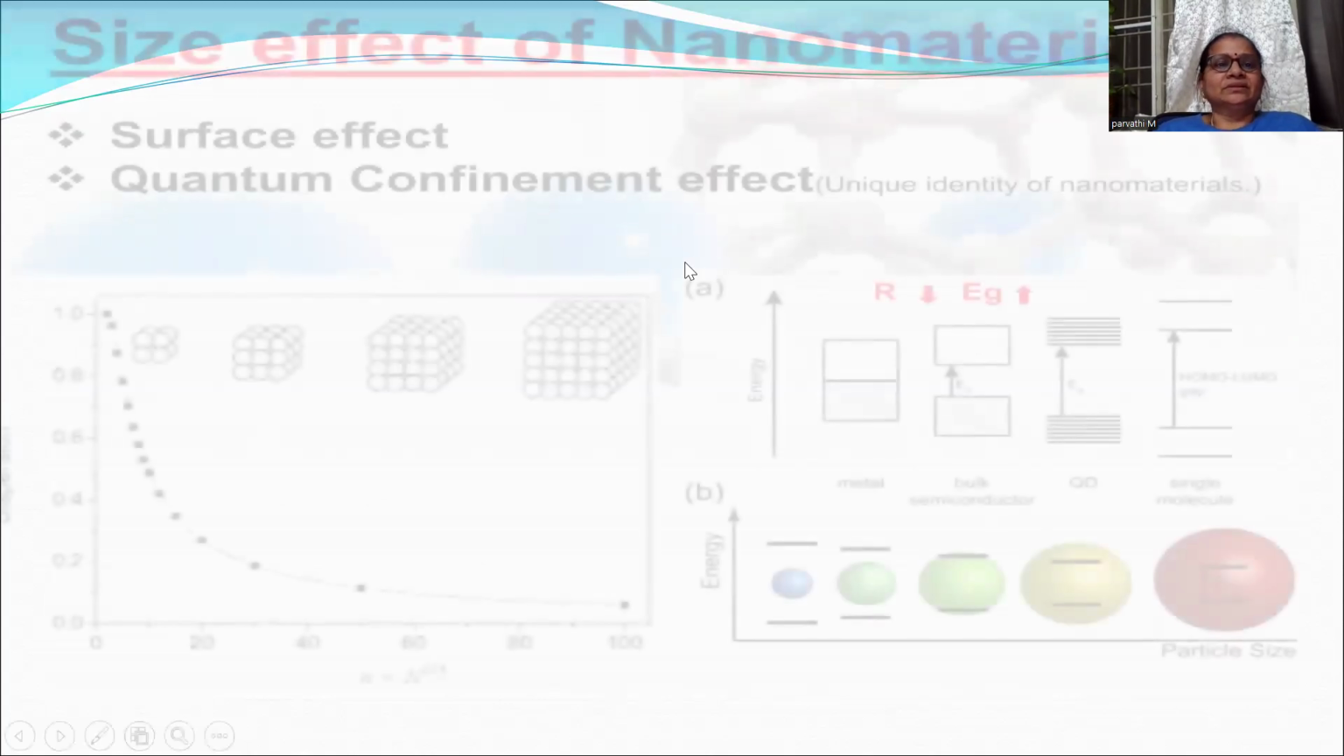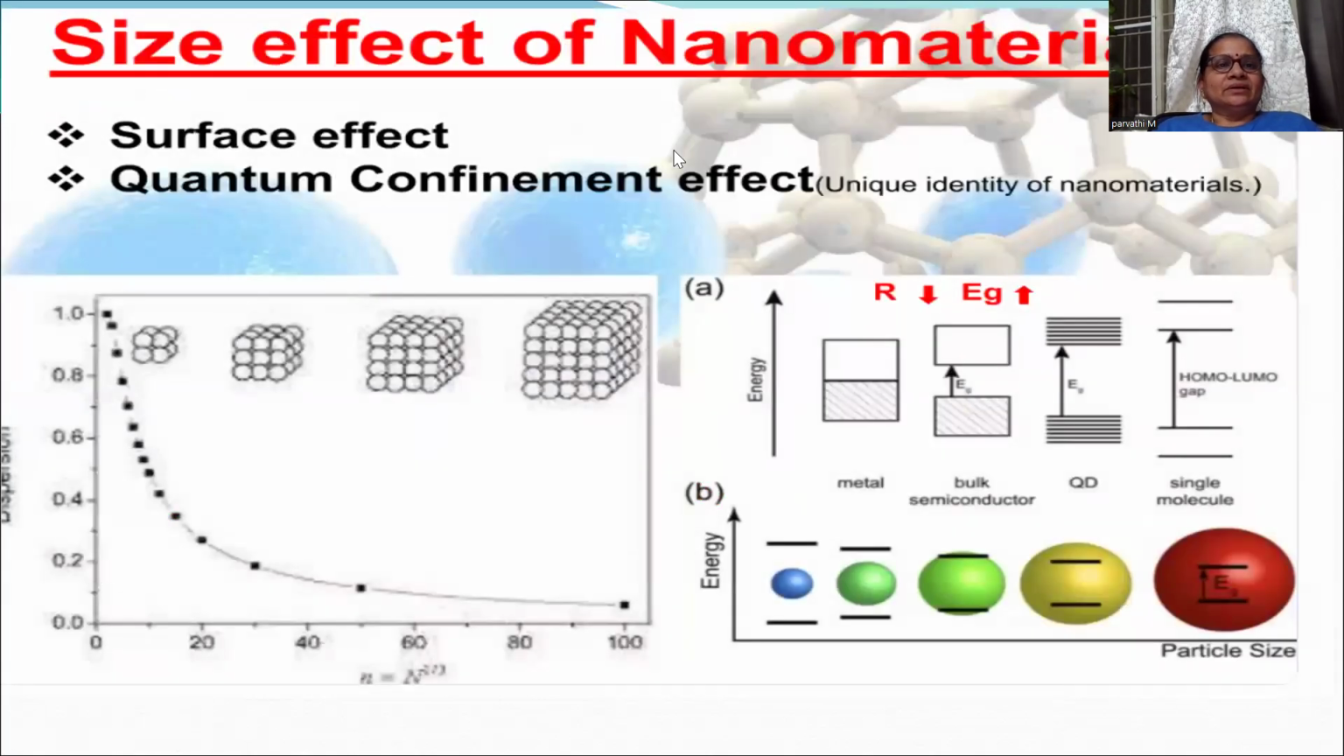And then, coming to the next slides. These are like size effects of nanomaterials. So in the previous slide, we have seen the surface effect, that is, the size of the particle available on the surface of the material. Now the quantum confinement effect. Generally we can call it the nanomaterial quantum confinement effect.